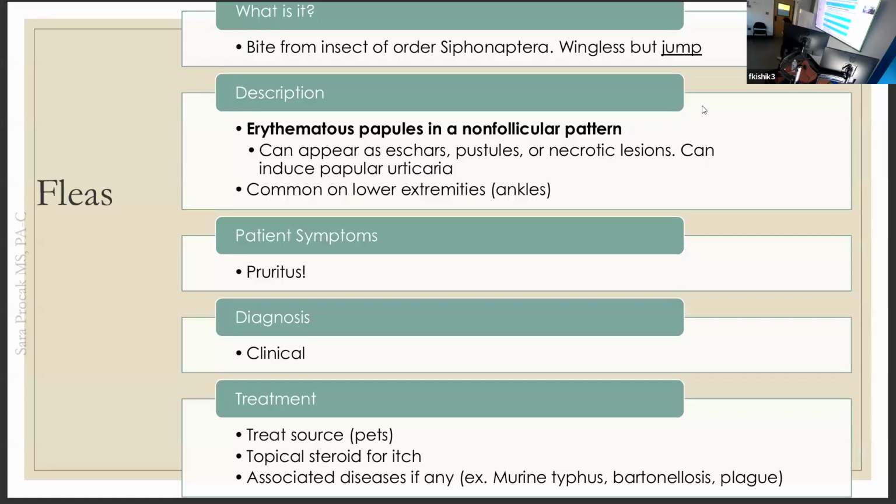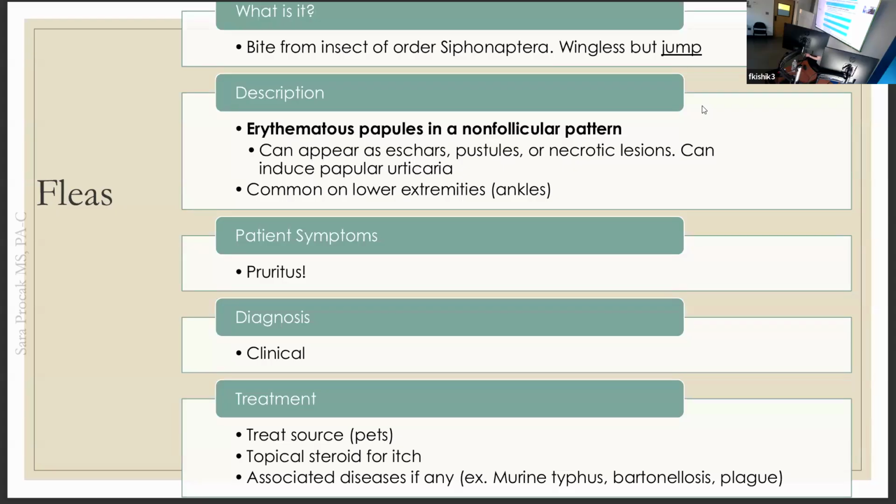You're going to see the lesions and know it, and the treatment is going to be a topical steroid for your patient's symptoms. Mid-potency is fine, like a triamcinolone should do the trick. You're also going to treat the source, which is the pets. So that could be giving your pet a flea bath, giving them a flea collar, or there are liquid medications that can be put onto their backs, like Frontline, a common brand, to get rid of the infestation on the pet and take care of the problem.